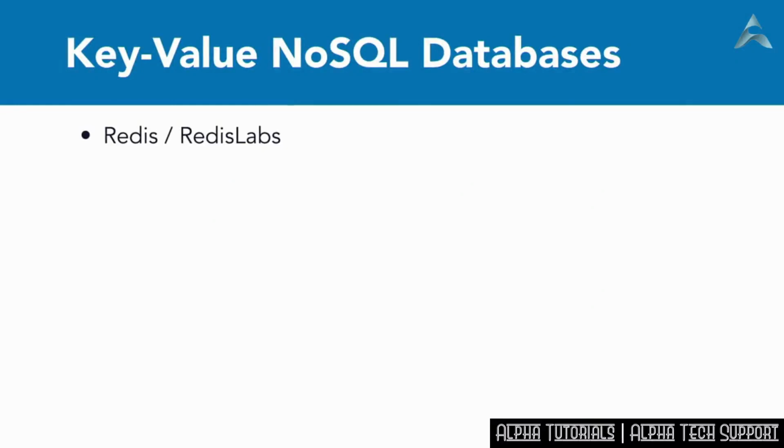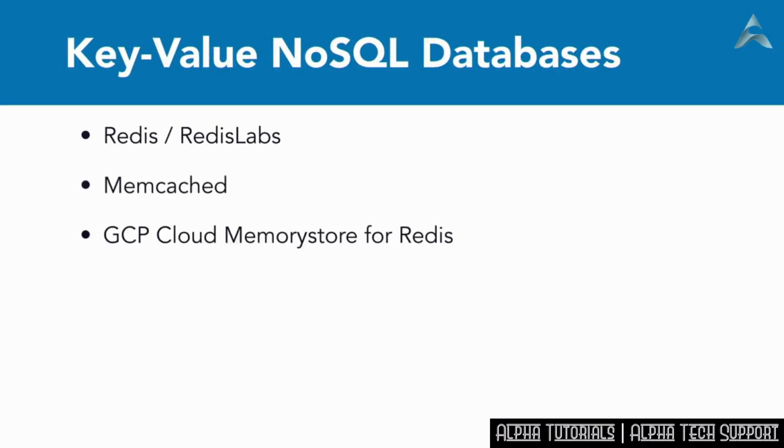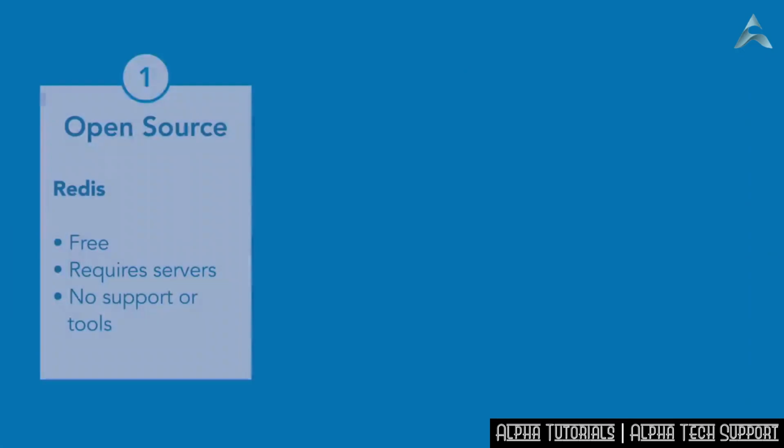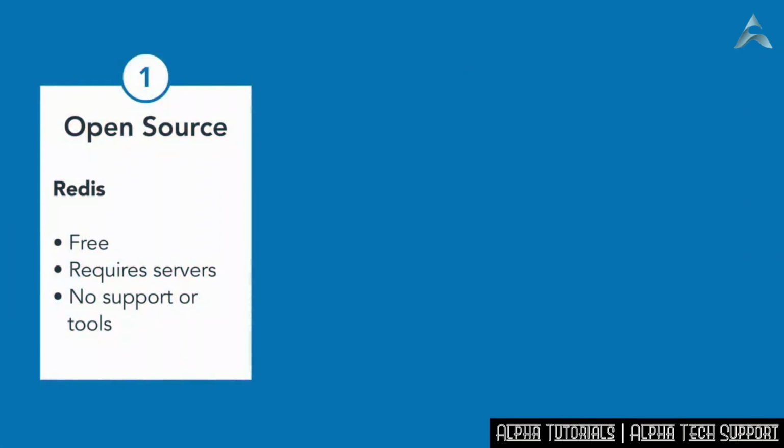So Redis or Redis Labs, Memcached, Google Cloud Platform Cloud Memory Store for Redis, AWS Elasticache for Redis or Memcached. Now, I want to give you the 1, 2, 3 of NoSQL. What I mean by this is when you're thinking about whether or not you're going to use a particular NoSQL database, in this case, a key value NoSQL database, you generally will have 3 ways you can implement it.